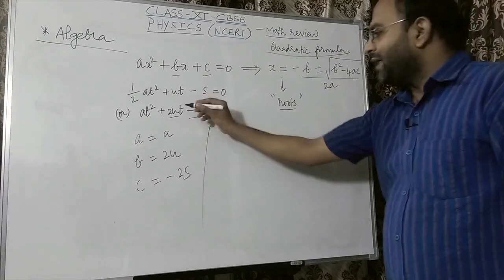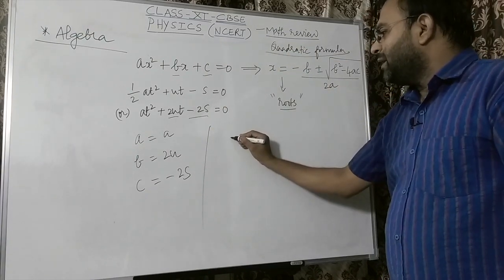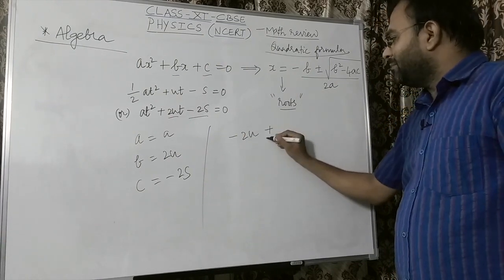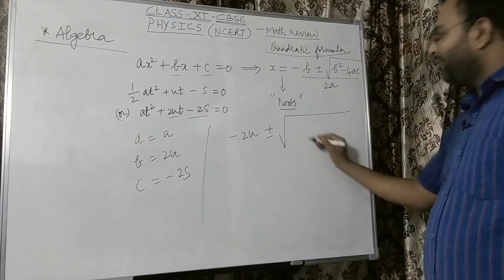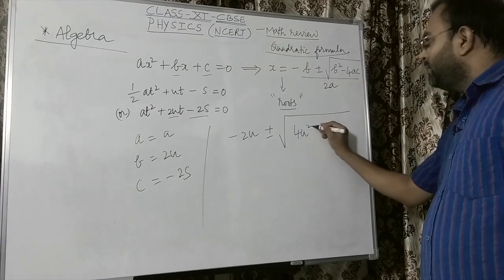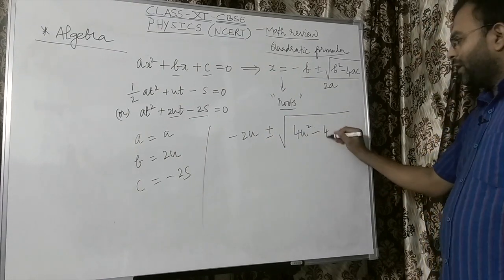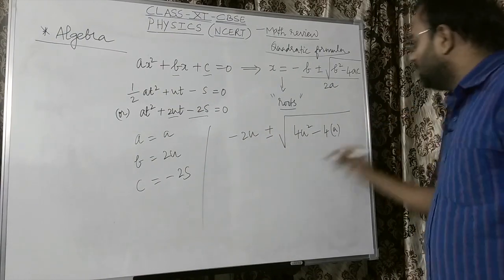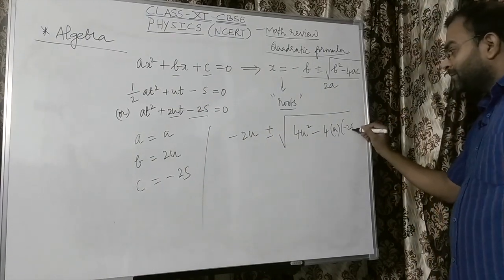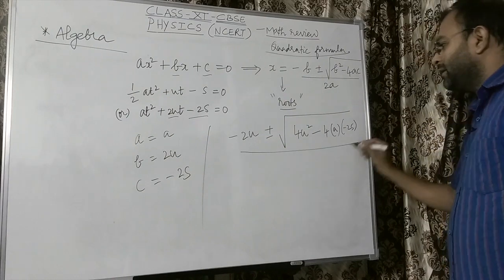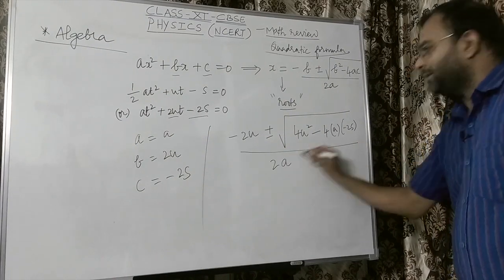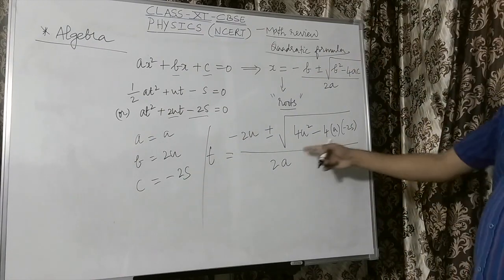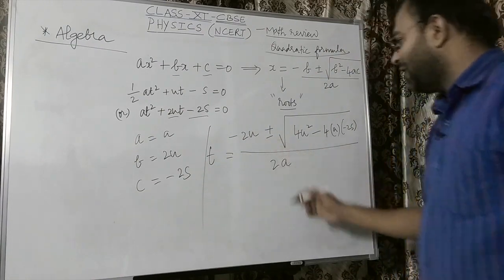Right? Therefore, applying this here, I can write minus 2u plus or minus square root of 4u squared minus 4 into a into minus 2s divided by 2 times a. This is the solution for t. These are the roots for t. Two roots we'll have now.